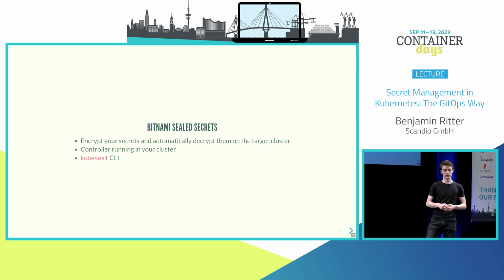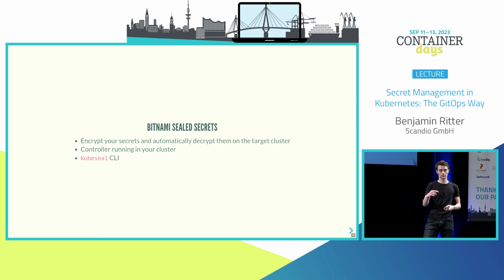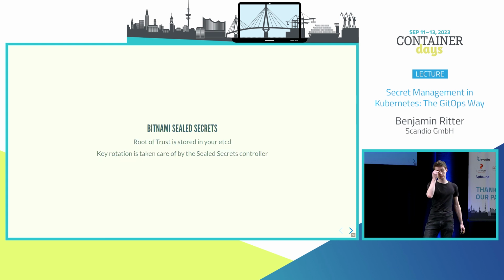So we're starting with Bitnami sealed secrets. It's an operator. It runs in your cluster. There's a controller running on your cluster. There's a CLI you can use in your deployment pipeline or on your local machine. That kubeseal CLI asymmetrically encrypts your secrets and then gives you a sealed secret resource, and you apply that to your cluster. Your root of trust, in this case, is the etcd of your Kubernetes cluster. So if your threat model includes compromise of your etcd, you probably should look for something else.